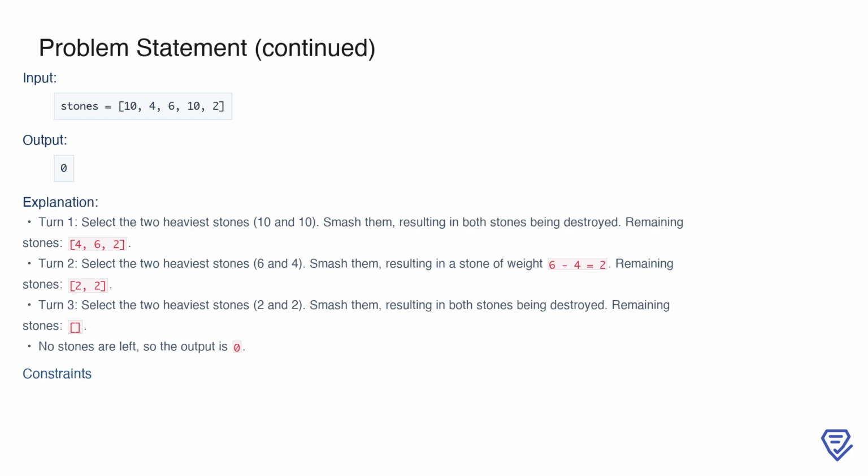Here's the step-by-step process. First, we select the two heaviest stones, 10 and 10. Smashing them destroys both stones, leaving 4, 6, 2. Next, the heaviest stones are 6 and 4. Smashing them results in a new stone of weight 6 minus 4 equals 2, leaving 2, 2. Finally, we smash the two remaining stones 2 and 2, which destroys both of them. Now, there are no stones left, so the output is 0. This demonstrates that it's possible for all stones to be eliminated entirely.